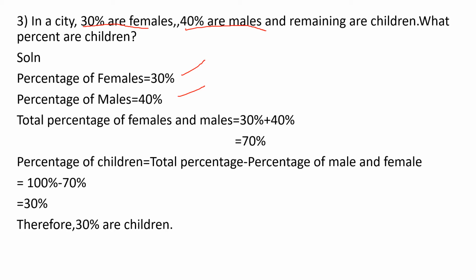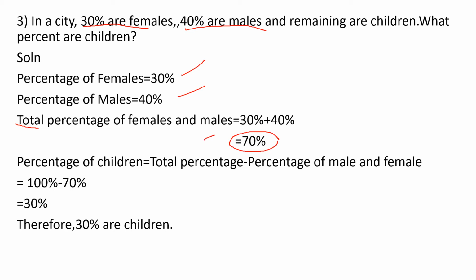Now, the total percentage of females and males. So, what is the total? They have given male and female separately. Now, total percentage of male and female. So, total means what do you want to do? Addition, right? So, 30 percentage plus 40 percentage. Females are 30 percentage and male, they have given 40 percentage. So add it, 30 plus 40, you are getting the answer 70 percentage. So this is the total.